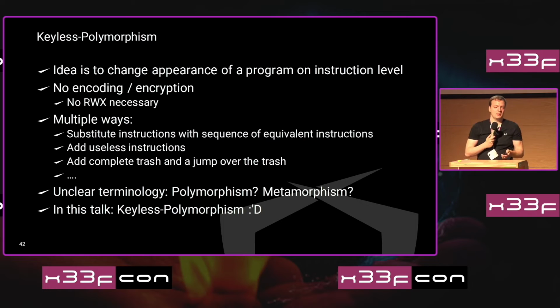One way to achieve this is to substitute instructions with a sequence of instructions which lead to the same result, yet these are other instructions. What you could also be doing is add useless instructions, or add trash and a jump over the trash, or you shuffle the basic blocks or whatever. The terminology for this is quite unclear to me. If you Google this, some actually call it a variant of polymorphism, others call it metamorphism. In this talk, we call it keyless polymorphism.